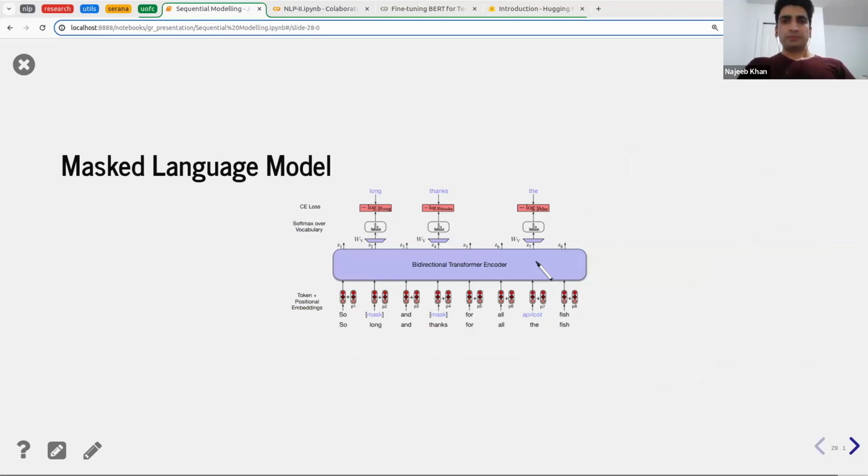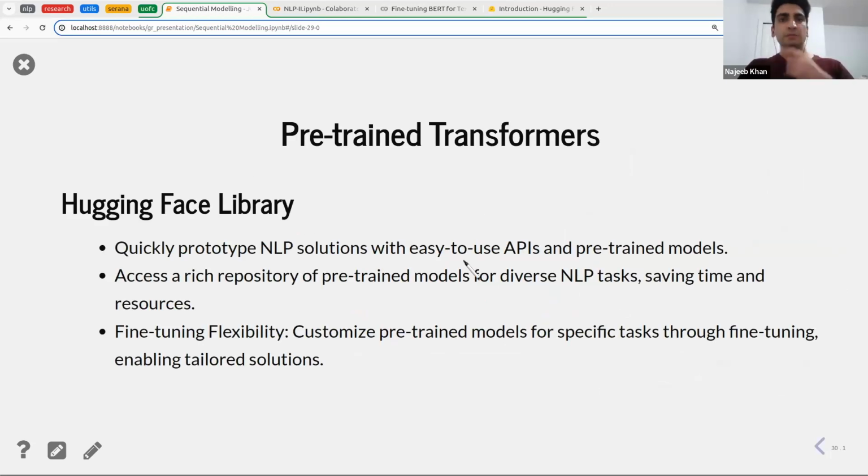Okay, we will take a 5 minute break, but before that: after the break, we are going to use the Hugging Face library for transformer training and also for using some pre-trained models. The Hugging Face library really allows you to quickly prototype NLP solutions. It has a rich set of pre-trained models. Almost every model that someone open sources is available on the Hugging Face repository, and you can use the Hugging Face library to use those in your projects.